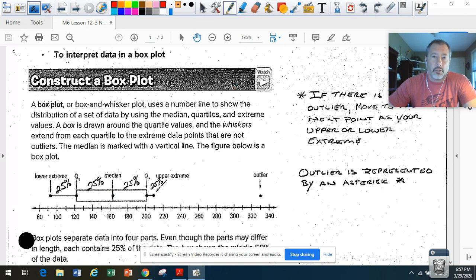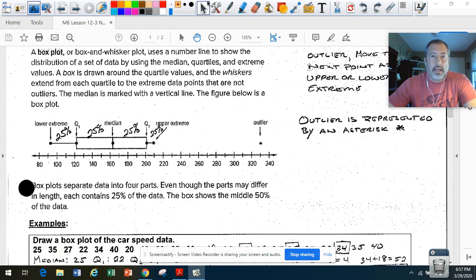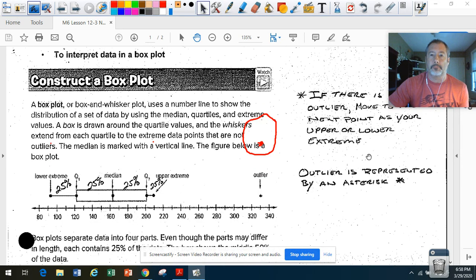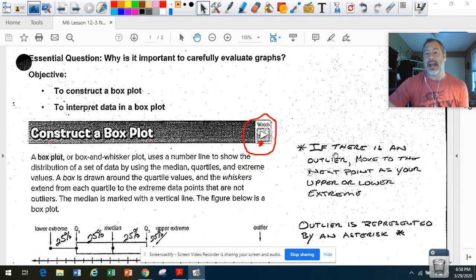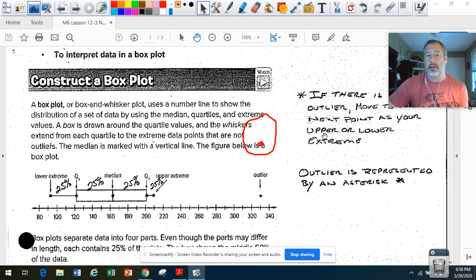So if we take a look here, scroll down here. Okay, if we were to think about the data we have here, this is our lower extreme. Our lower extreme is the lowest number that we have in the data set. Now, the upper extreme here is the largest, but the difference is if it is an outlier, we do not include it. We use an asterisk to identify that this here is our outlier. Now, it says right up here, if there is an outlier, move to the next point as your lower or upper extreme. We will talk about that in a second.